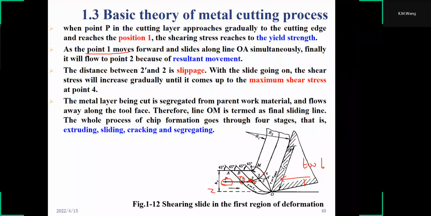The metal layer being cut is segregated from the parent work material and flows away along the tool's face. Therefore, the line OM is termed the final slip line. The whole process of chip formation goes through four steps: loading, sliding, cracking, and segregating.